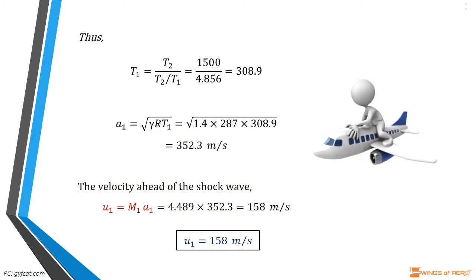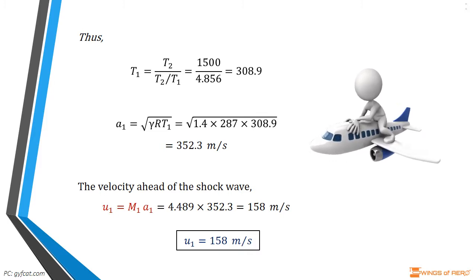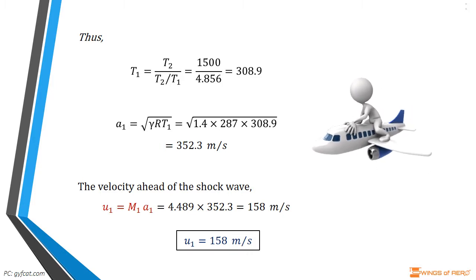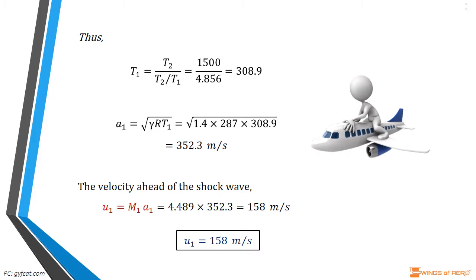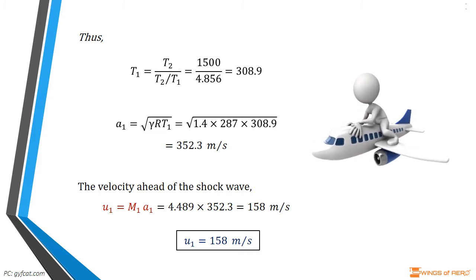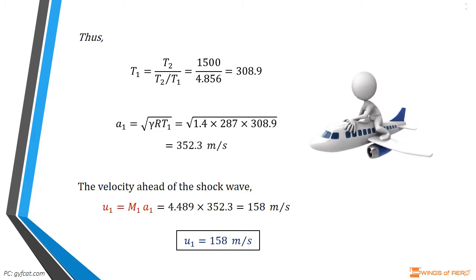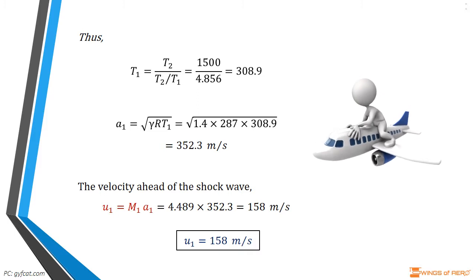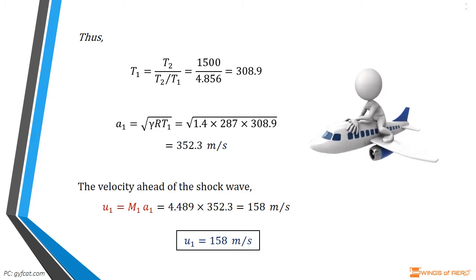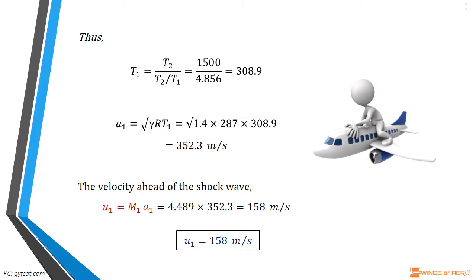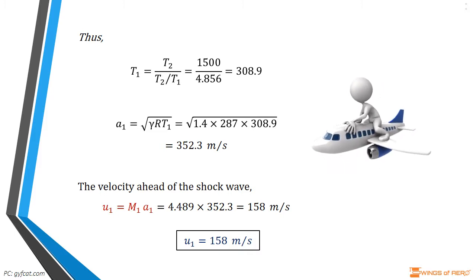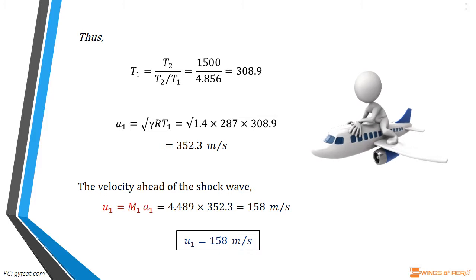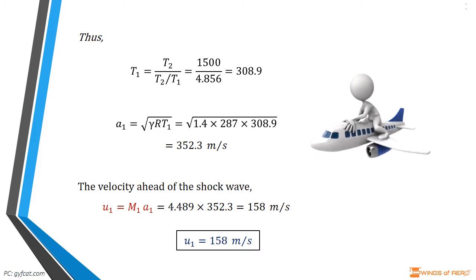Now find speed of sound ahead of the shock wave. Substitute the values of gamma, R and T1 in this equation and solve. We get a1 is 352.3 meter per second. Now we can find out the required velocity by multiplying Mach number M1 and speed of sound a1. Thus, the required velocity ahead of the shock wave is 158 meter per second.